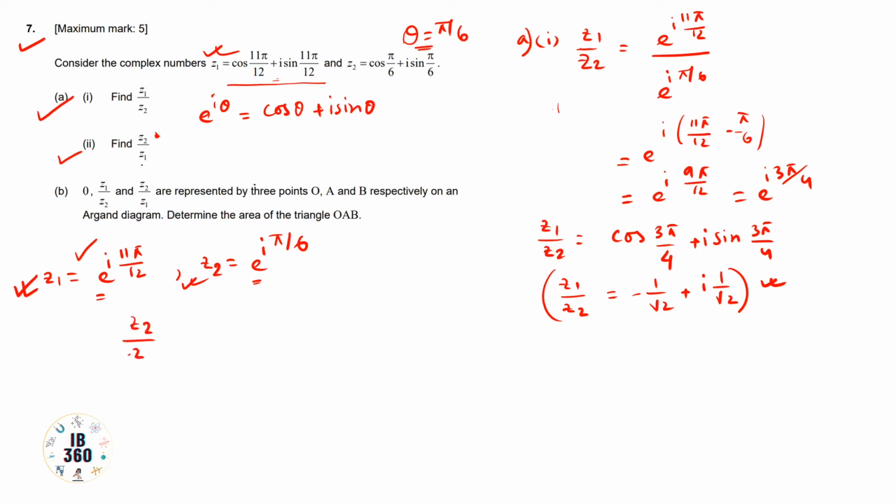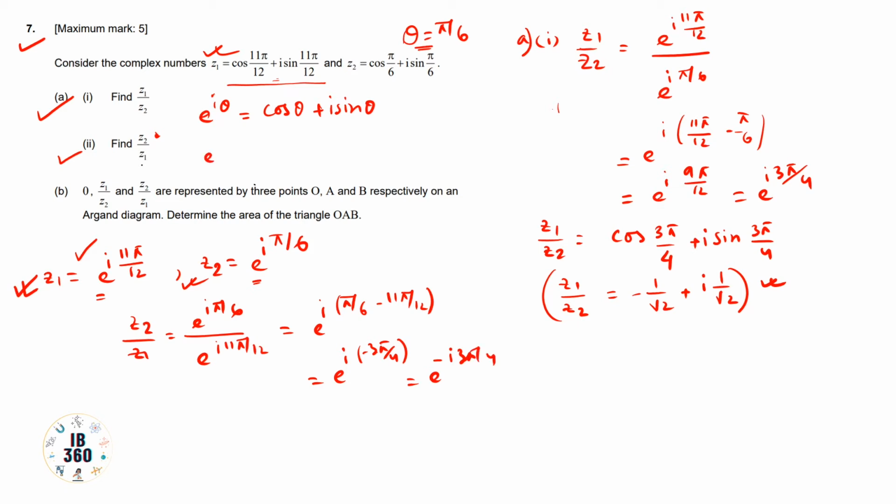So z2/z1, in the same way, for z2 the first term will be e to the power i π/6. So e to the power i π/6 divided by e to the power i 11π/12. From here we are getting e to the power i (π/6 − 11π/12). After calculating you will get e to the power i (−3π/4). So basically it is nothing but e to the power −i 3π/4.